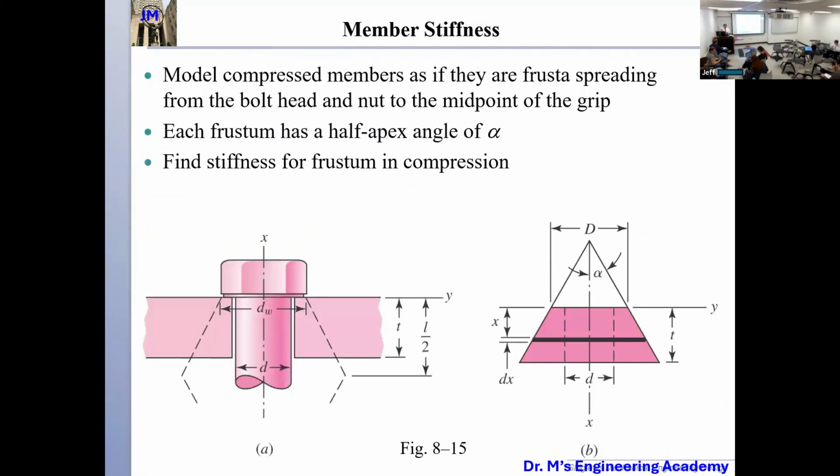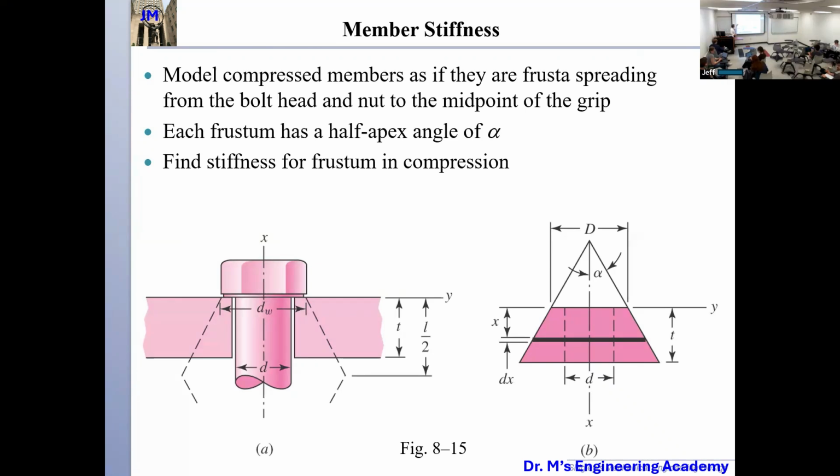So here, these are member stiffness. So we just take away another plate. I'll just look at this one plate. Model compressed. So this member and this member, they are compressed members.